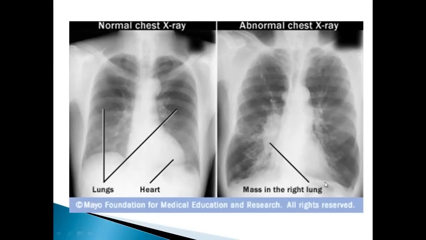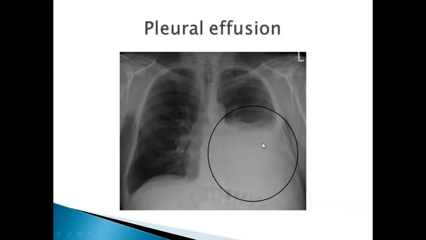Again, we talk about the heart borders. Obviously, we can't even see the heart there. This person has a pleural effusion. You can't see the heart borders, nor can you see the costophrenic angle down here. You can see it over here, but down here it is gone. So this patient has a pleural effusion.